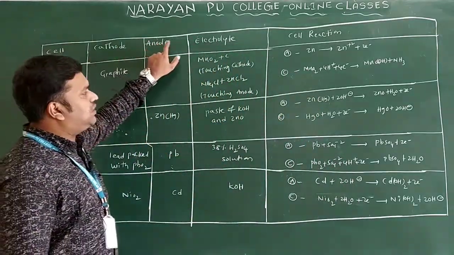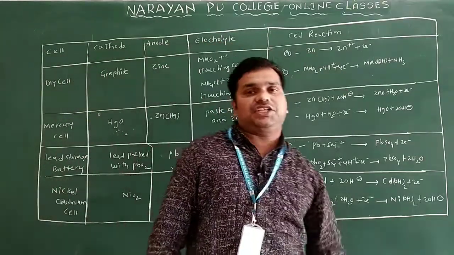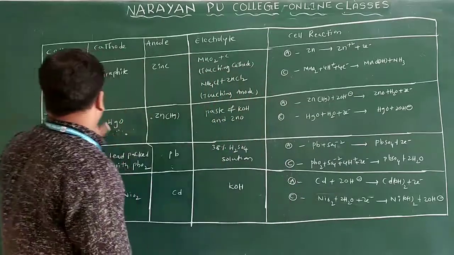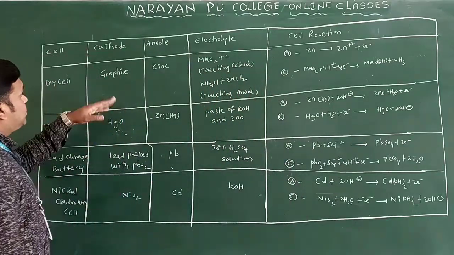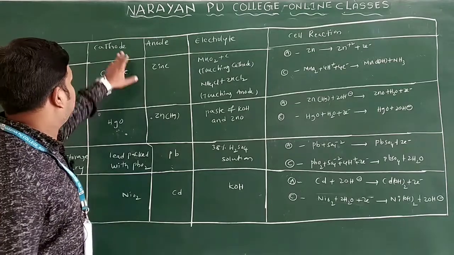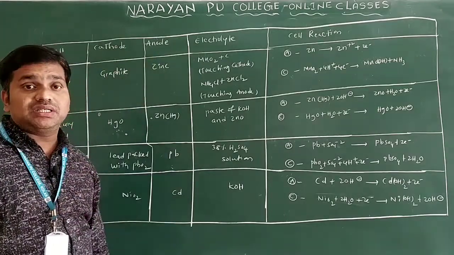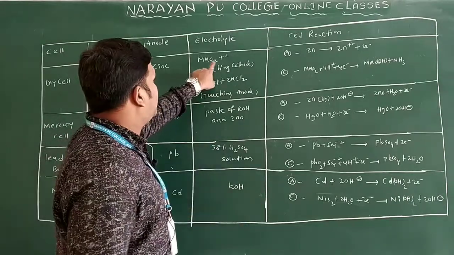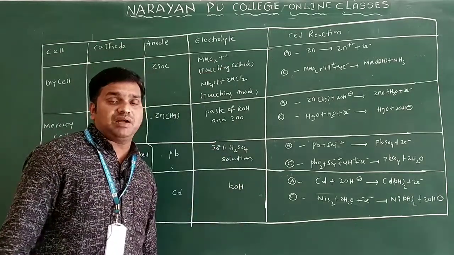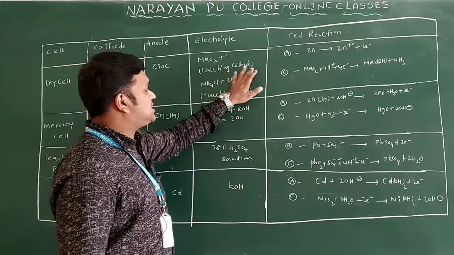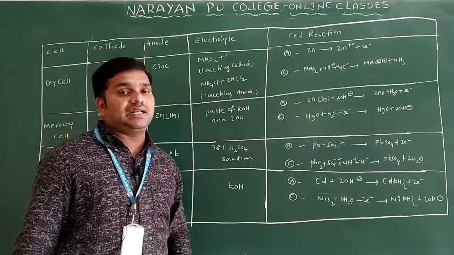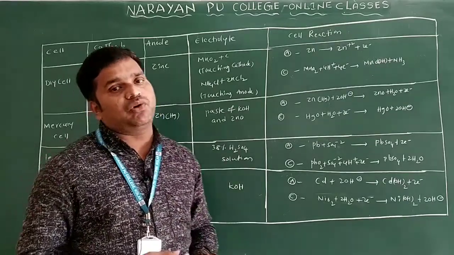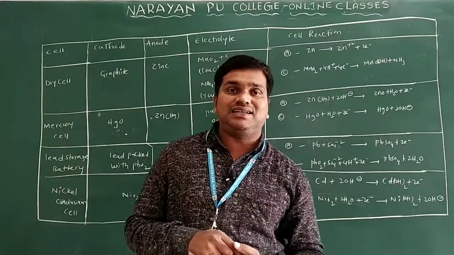Cell, cathode, anode, electrolyte, and the cell reaction. You know, the cell reaction takes place at the anode and the cathode. The first example we have is the dry cell. In the dry cell, graphite is the cathode, and the anode is zinc. What is the electrolyte we are taking? We are taking MnO2 plus carbon. That is the carbon electrode, which acts as the cathode. Ammonium chloride and zinc chloride: we call it a moist paste of ammonium chloride and ZnCl2 that we take in the dry cell.